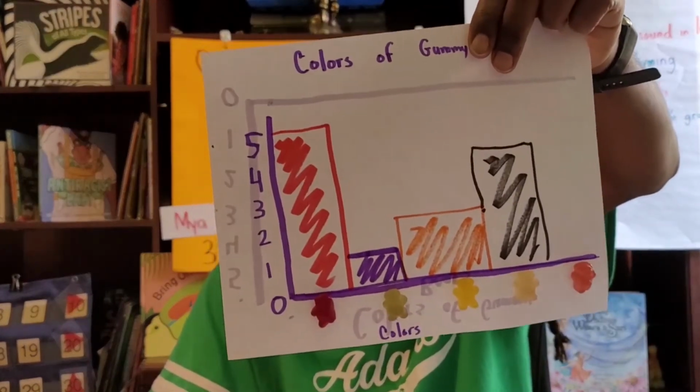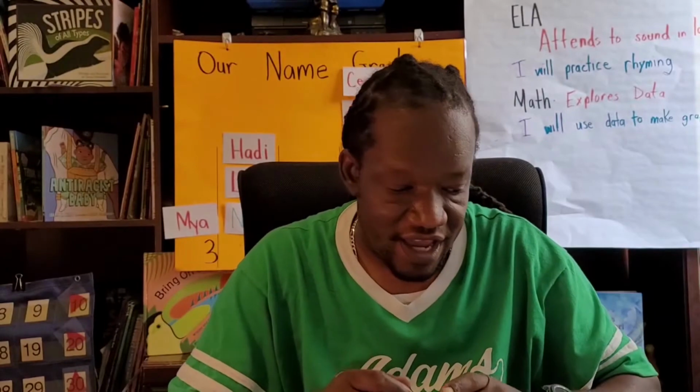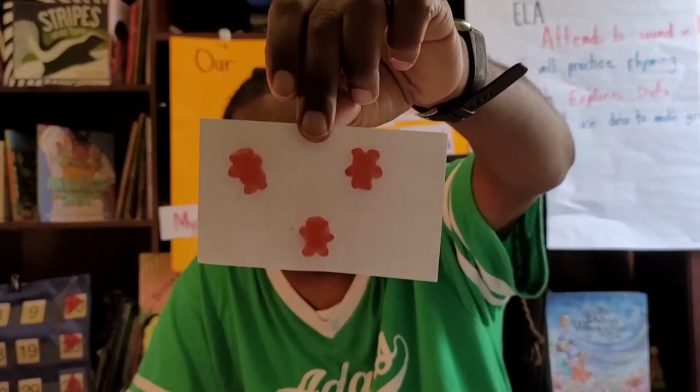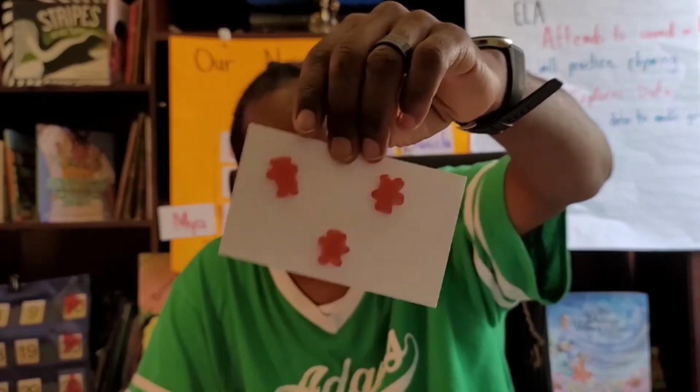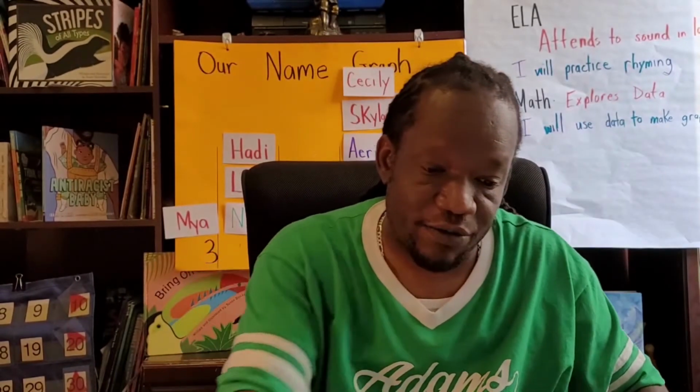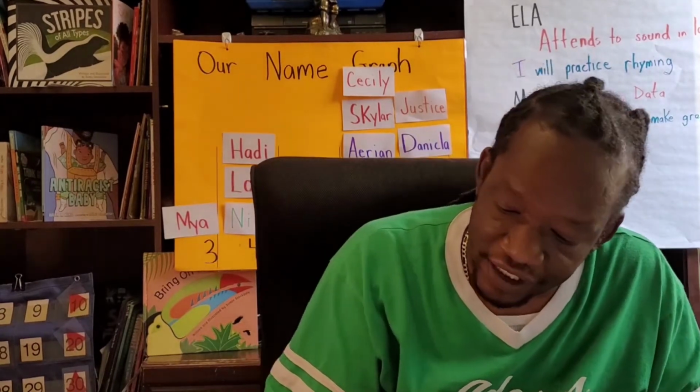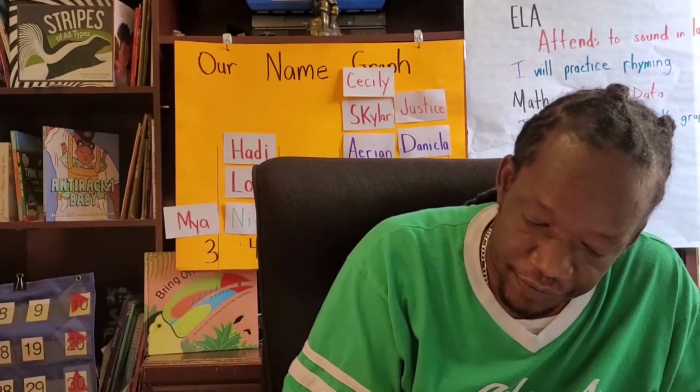I went up to the number 4. And our last one is the pink or the orange, whatever we decide to call it. 3. Exactly. So we had 3. So we need to go to the number 3.